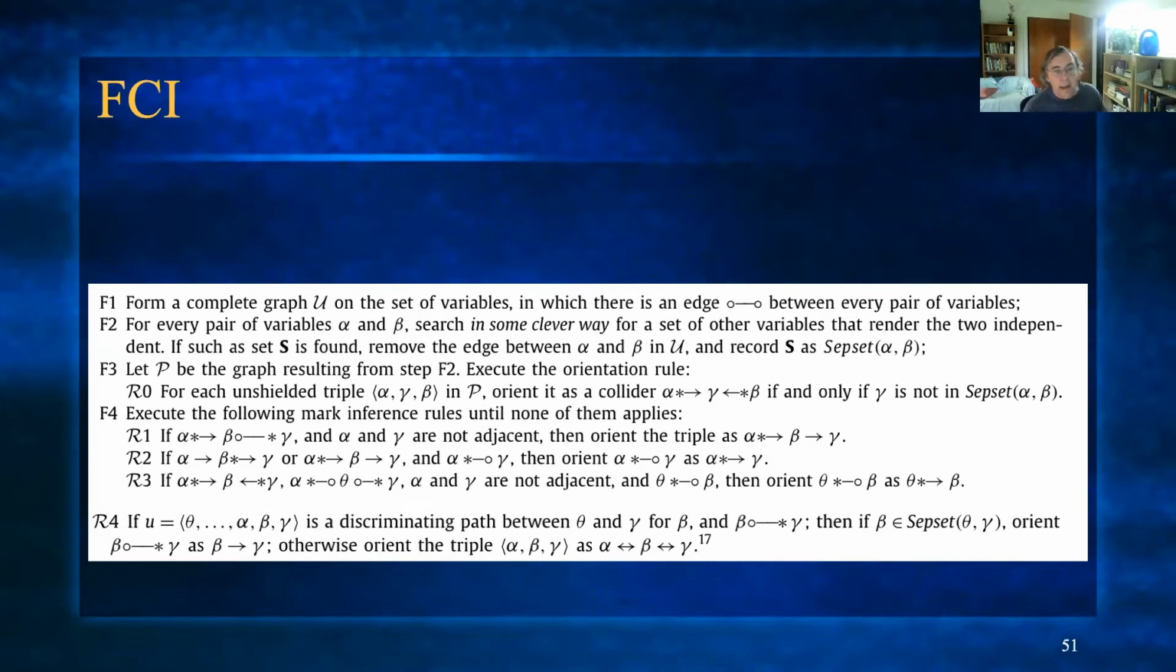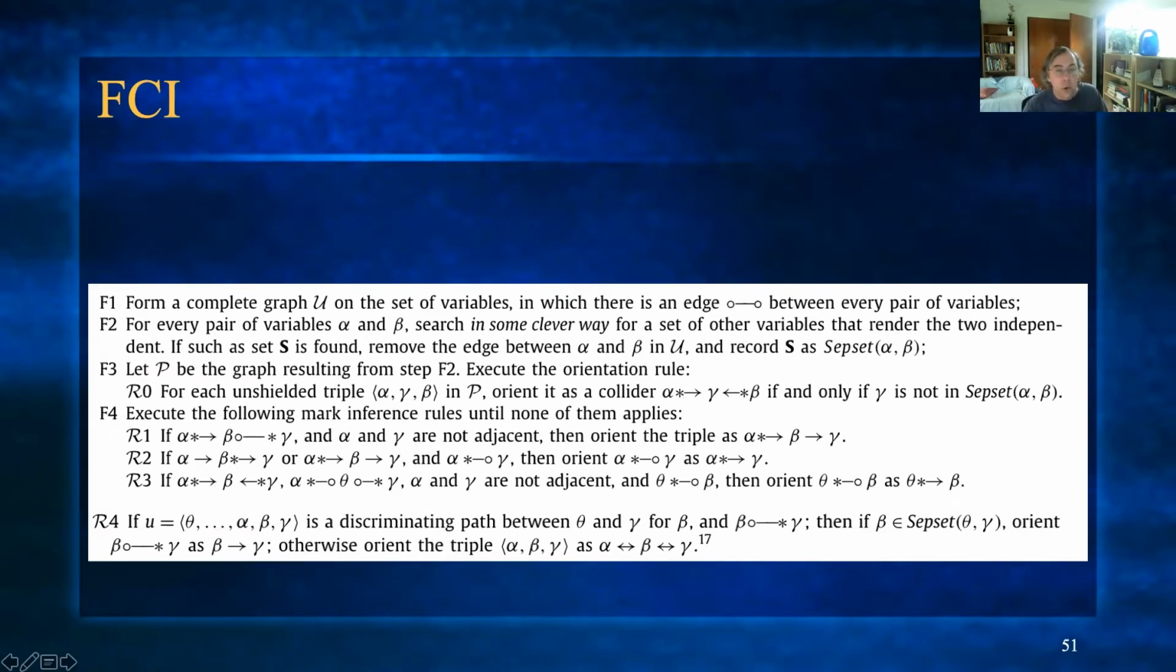Okay, then basically, just as in PC, the first thing I would do is orient V-structures, right? I would orient unshielded colliders, and that's what you do here. The only difference being that these stars represent that you don't know what the other end of the edge looks like. So there might be a tail here, there might be an arrowhead here. It really doesn't matter.